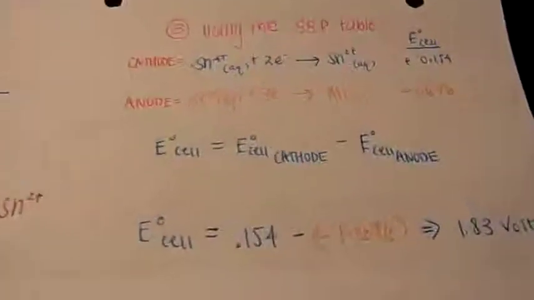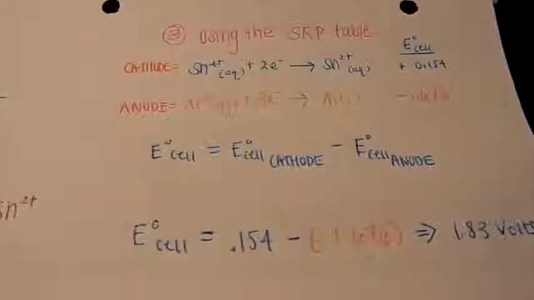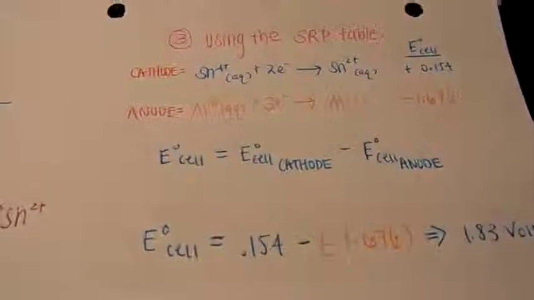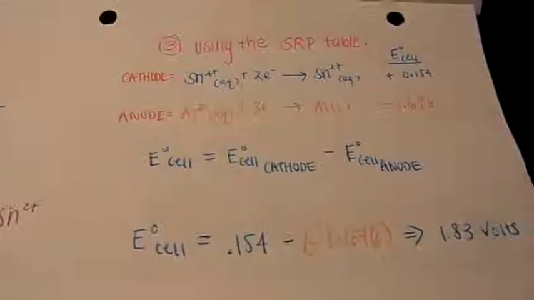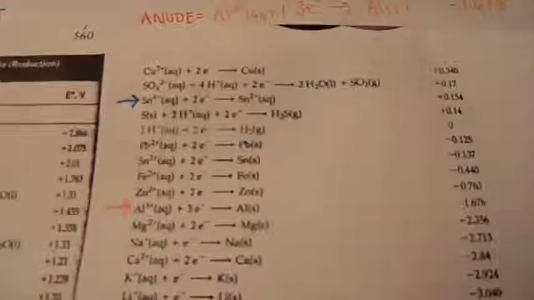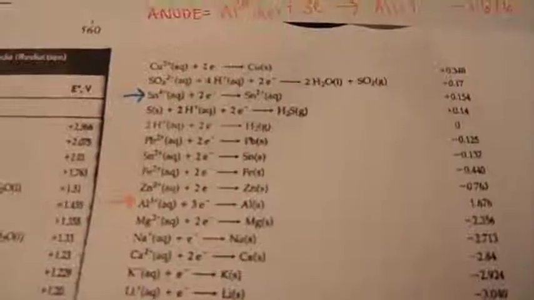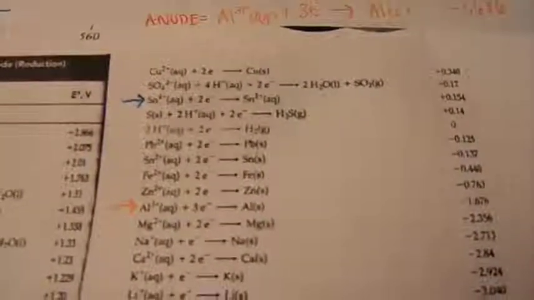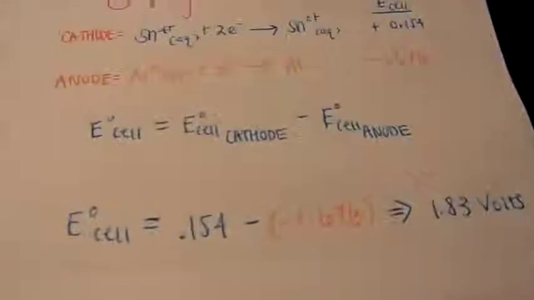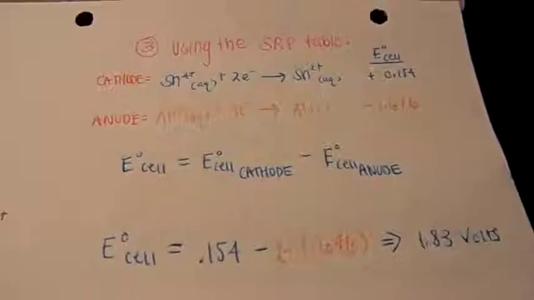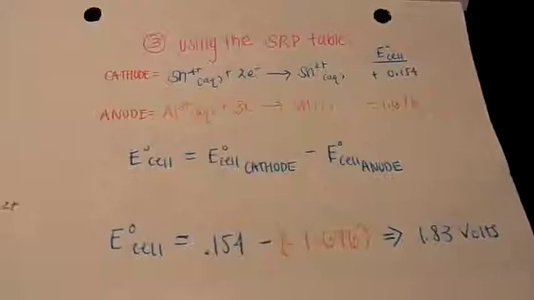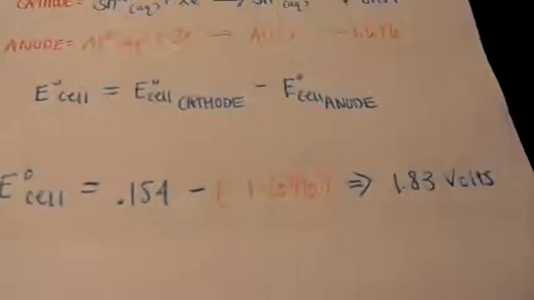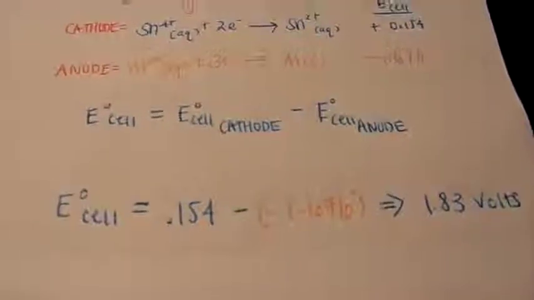Moving on to step 3, we use the standard reduction potential table to find the standard E cells for both half reactions. Looking at the table, we can see that tin has a positive 0.154 voltage and that aluminum has a negative 1.676 voltage. This can then just be plugged into the following equation of E standard cell equals E cathode minus E anode, and we get the following 1.83 volts for standard E cell.